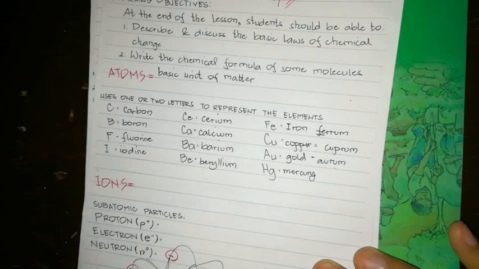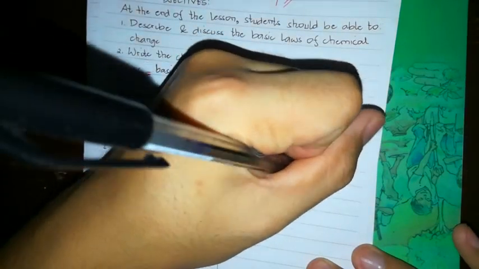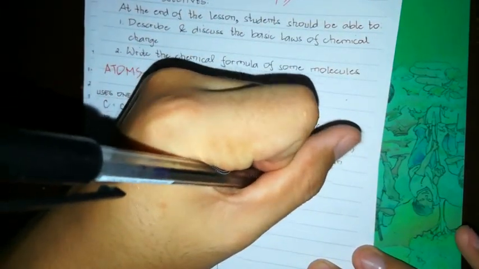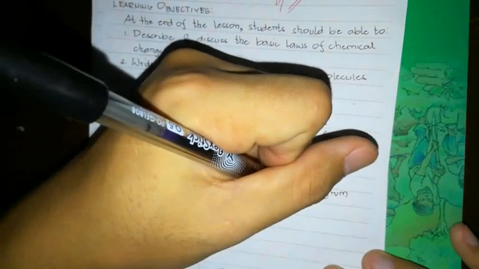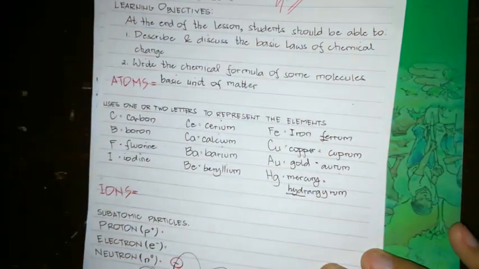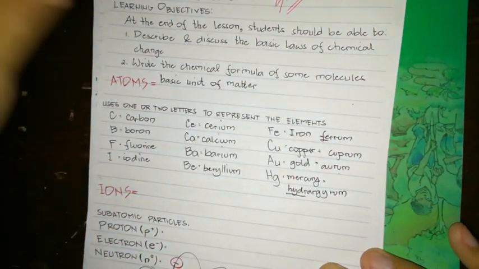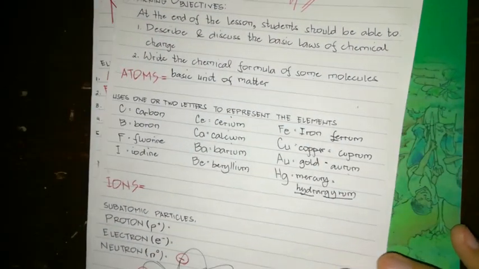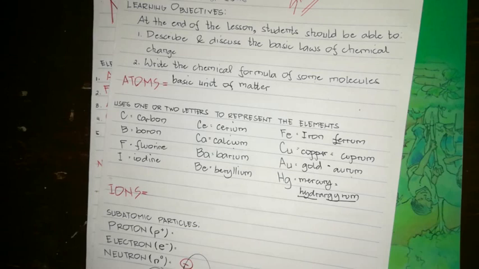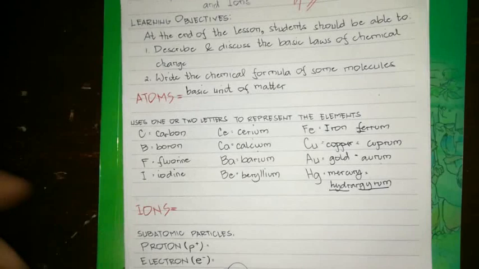Now, mercury is Hg because its Latin name is hydrargyrum. Can you read that? So, hydra or hydro meaning water, argyrum meaning silver. Its appearance is like flowing silver, which is why it is called hydrargyrum. Okay.